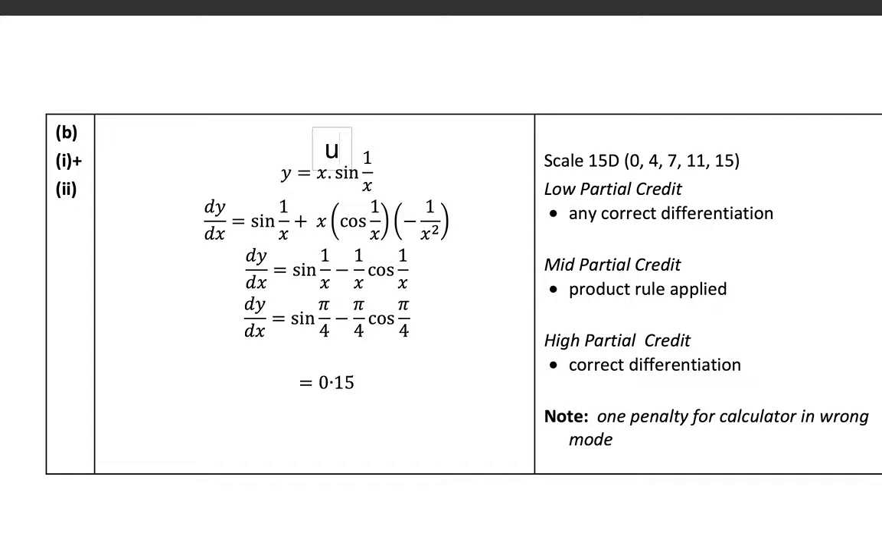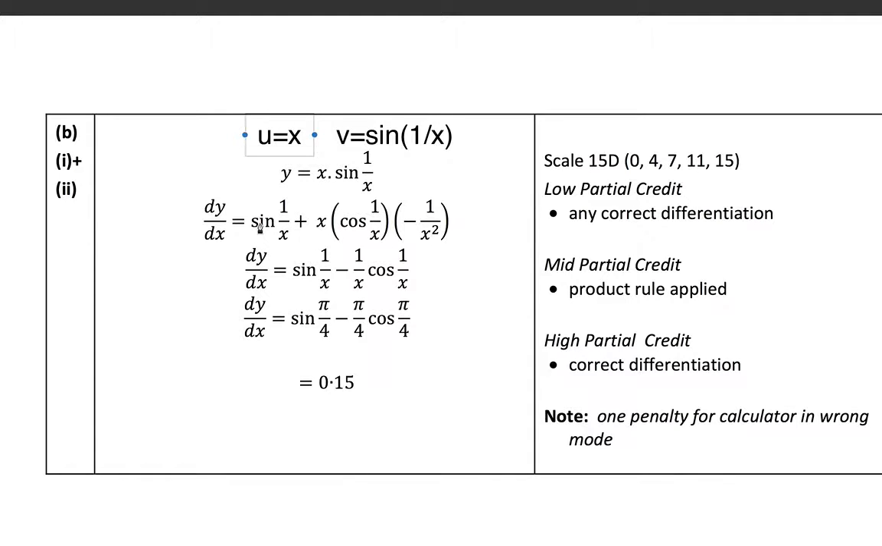In this case, we'd have u is equal to x. And you can write this down. Feel free to write this down to save yourself getting confused. And v is equal to sine of 1 divided by x. Okay? So now we're using the product rule, which says that this multiplied by the derivative of this plus this multiplied by the derivative of this.